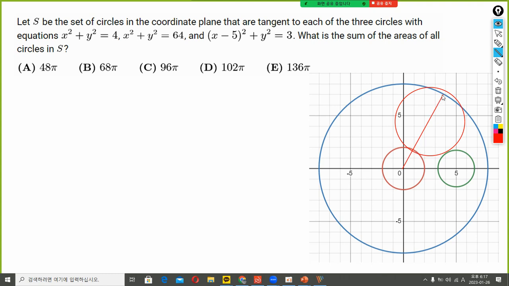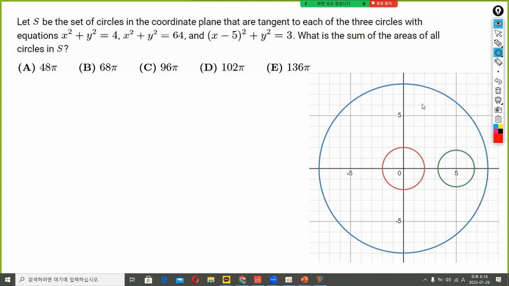Yep, so the radius of this circle is 3. Half of 6. Half of 6 is 3. Yeah, 2, 3, 3. And then we can make this type of circle. This is one case.